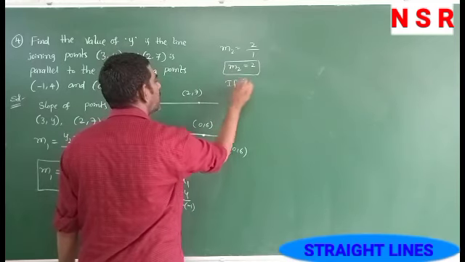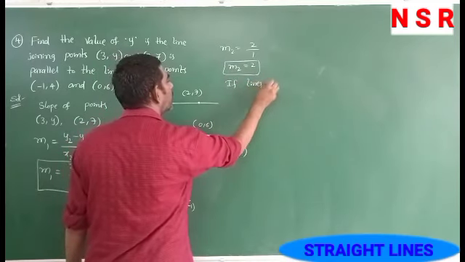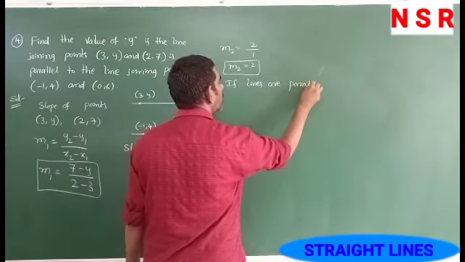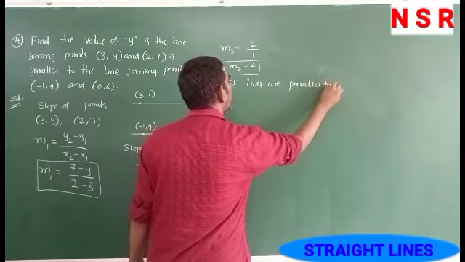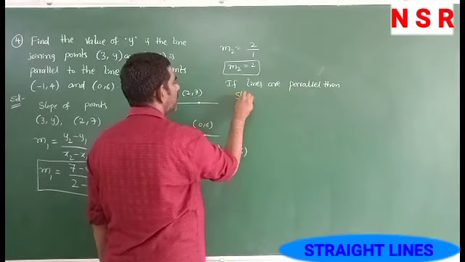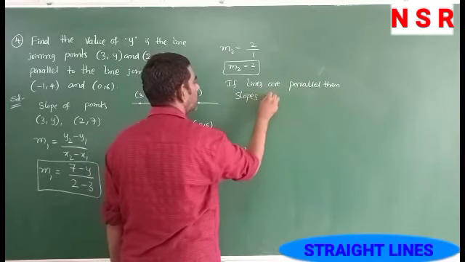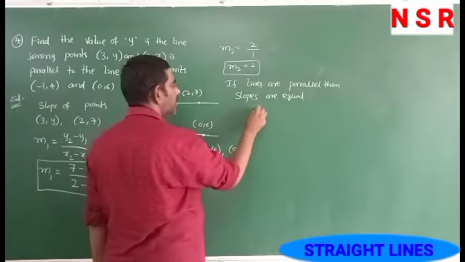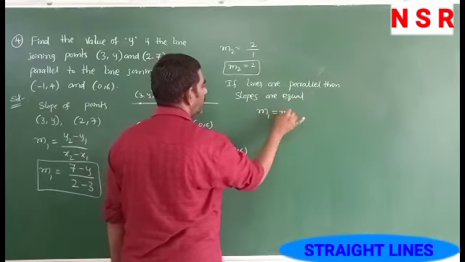If lines are parallel, then slopes are equal. If lines are parallel, then slopes are equal, that is m1 equal to m2.